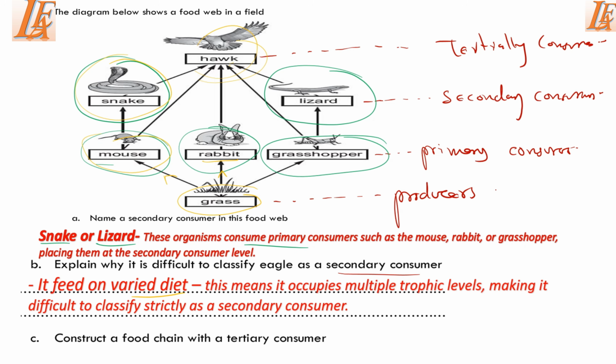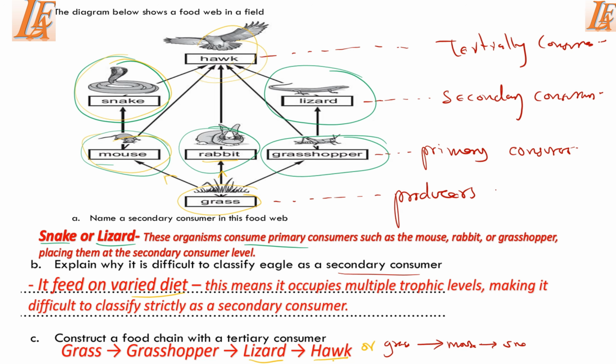Then for the tertiary consumer, we can construct two food chains. The first one, we will begin with the grass, then we go to the grasshopper, then we move to the lizard, and then finally a hawk. Or you can also use this route. We have grass, then you move to the mouse, then you move to the snake, and then finally you move to the hawk.